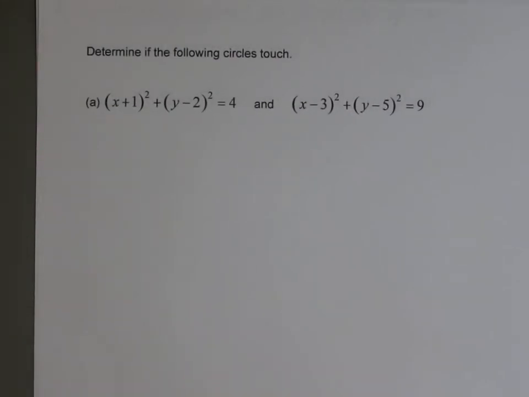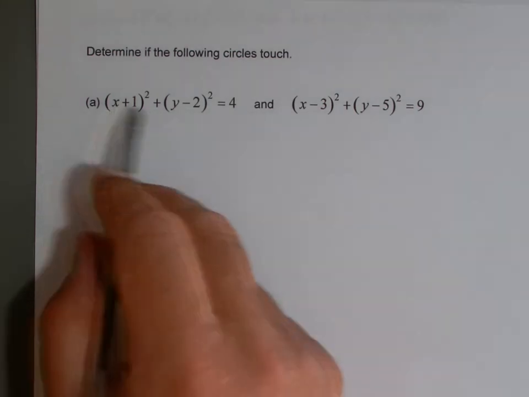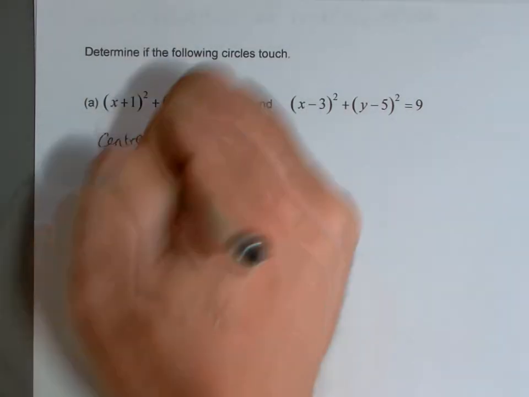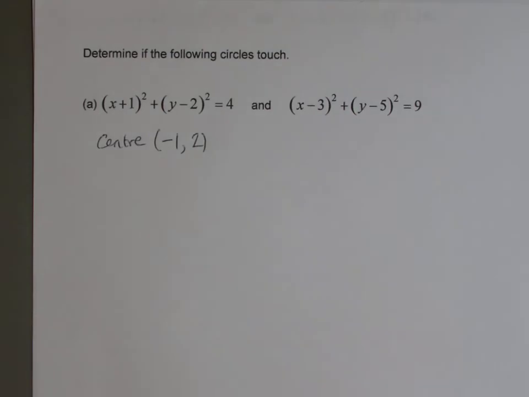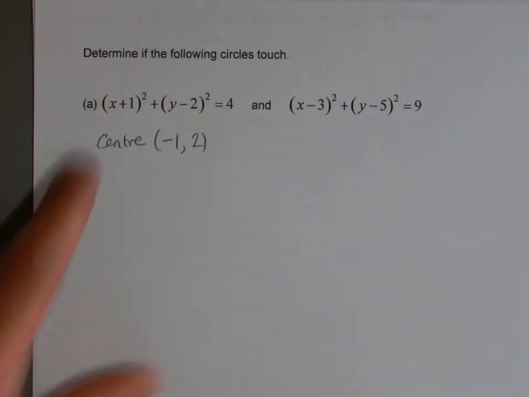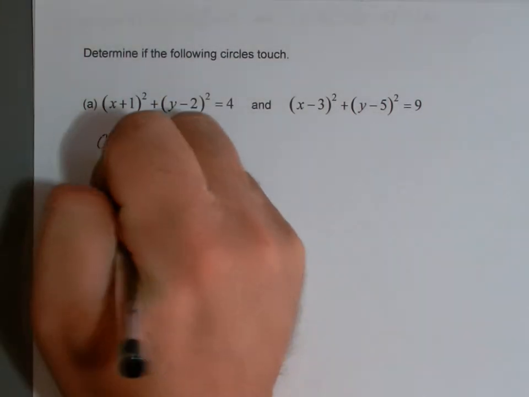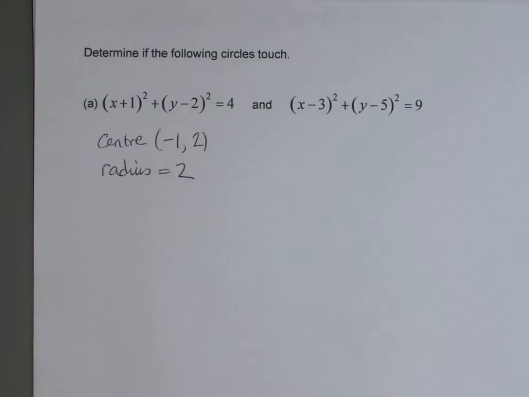Let's look at A here. So we've got two circles here, and in the first circle I'm going to write down the center of it. So the center is -1, 2, and the radius will equal 2. We're going to square root the 4 there to get the 2, and we've got our radius.